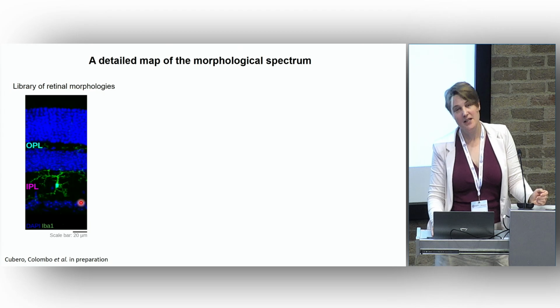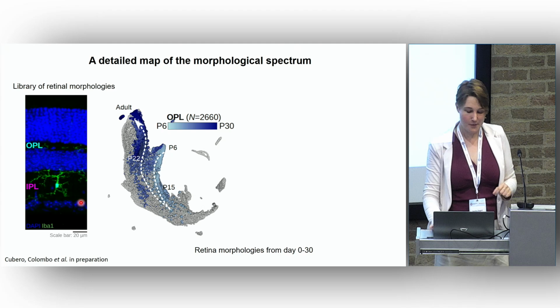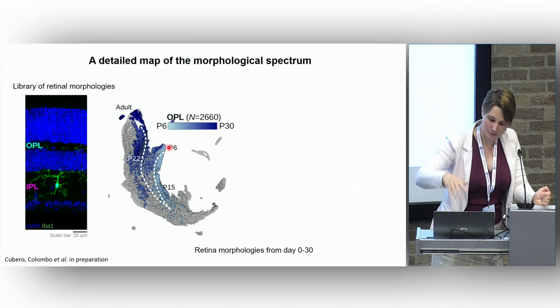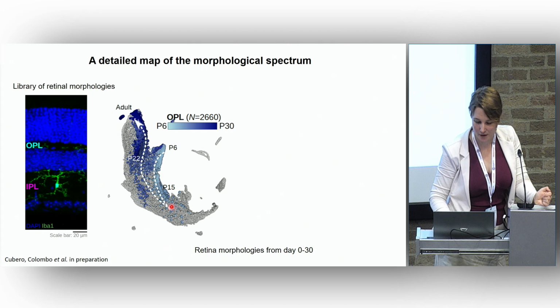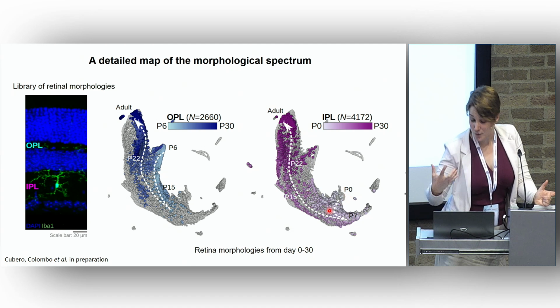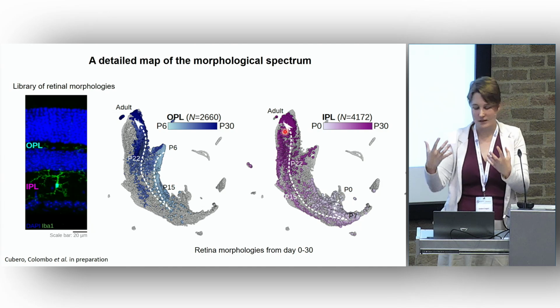And indeed, we generated a map of the morphological spectrum of the microglia morphology. Just to give you a taste of it, it's from the OPL, where you can see the microglia trajectory from every day from P6 to adulthood, where the trajectory is changing in this direction in a very reactive way, and then coming back. And this is different to the microglia in the inner plexiform layer, which show a different trajectory, starting much more reactive, but still ending up in a similar compartment in adulthood.